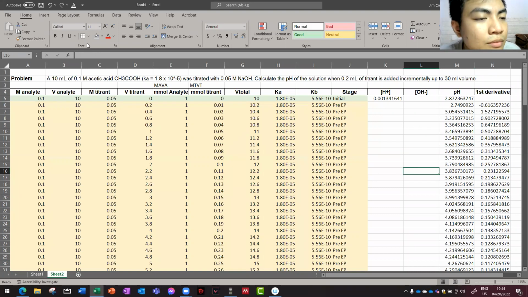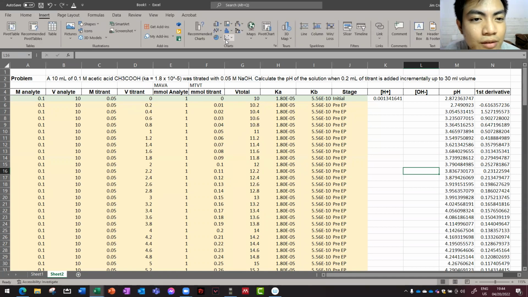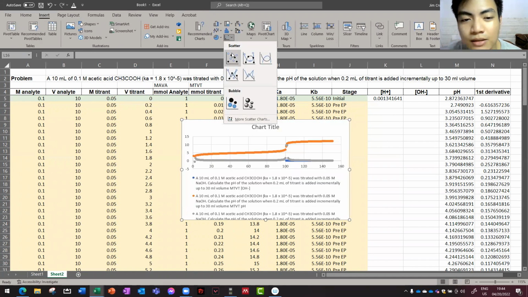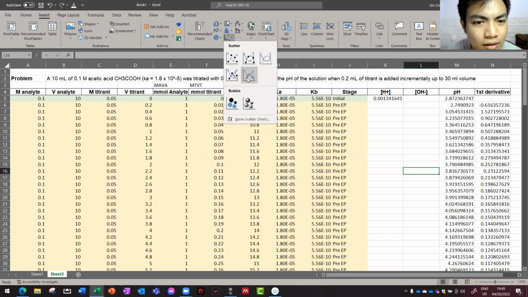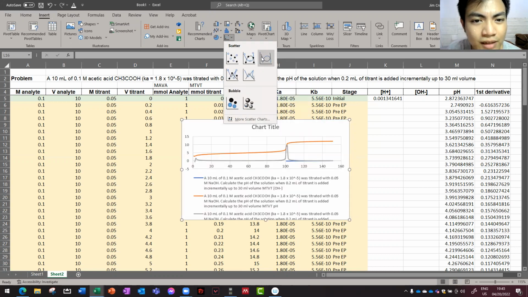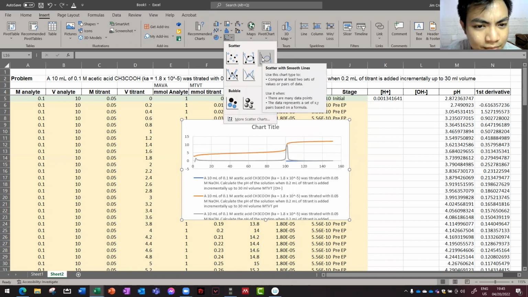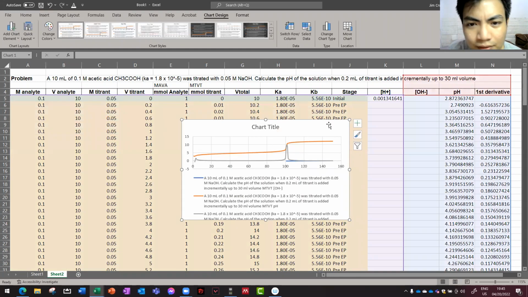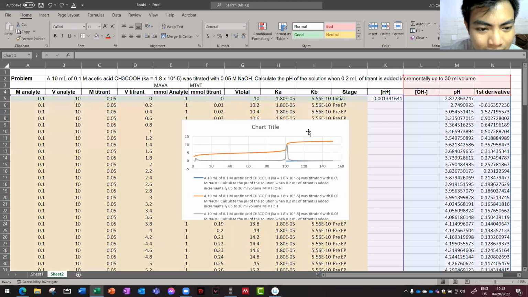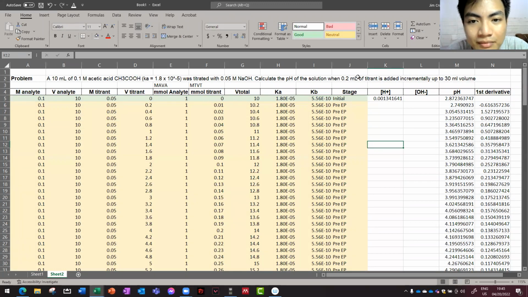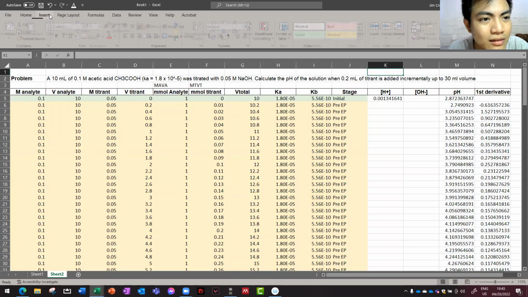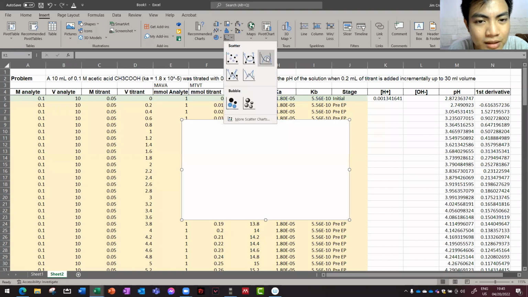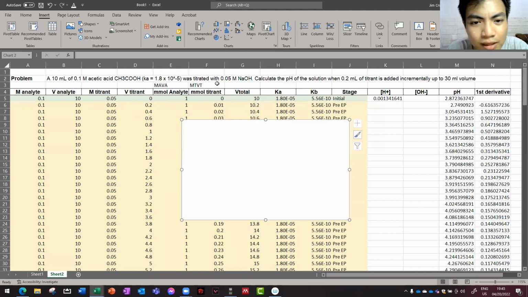Okay, so next, we have to make a curve. So let's make a scatter plot again. This time, not the straight lines, just the curved lines. There you have it. Oh, why is there something like this? I think Excel recognizes some of the data points. But anyway, let's start from a blank data. So scatter with smooth lines.